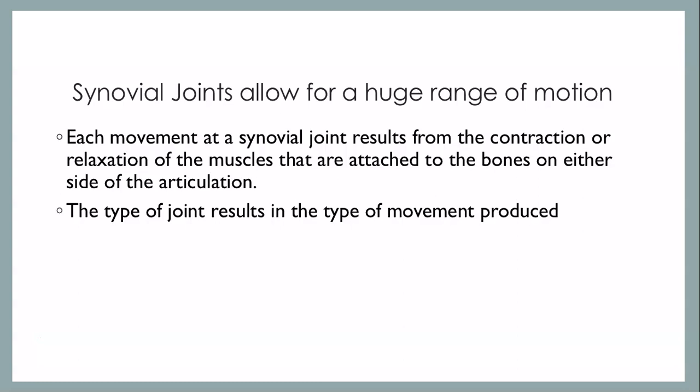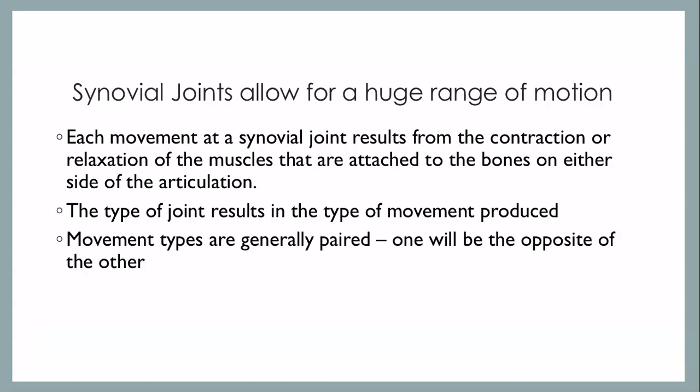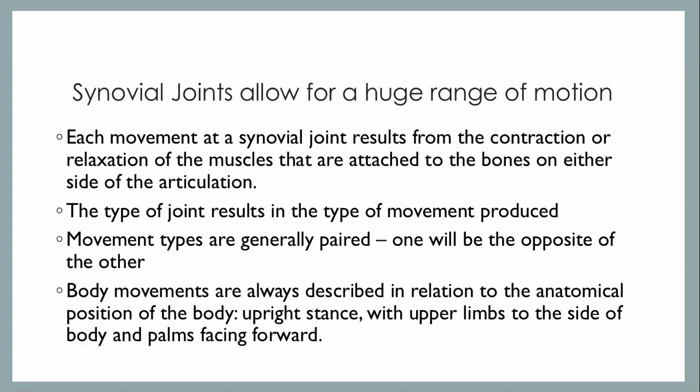So depending on what type of joint we're talking about, we already talked about that it restricts the type of movement that can be produced. Movement types, what you're about to see, are generally paired, where one will be the direct opposite of the other. And body movements are always going to be described in relation to the anatomical position of the body.